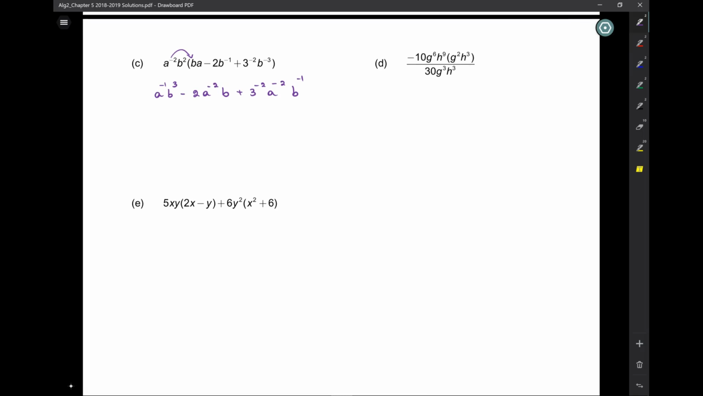Too many negative exponents. So here I have b cubed over a minus 2b over a squared plus 1 over 3a squared b. Right? So in each term, whatever has a negative exponent will move down. Okay?